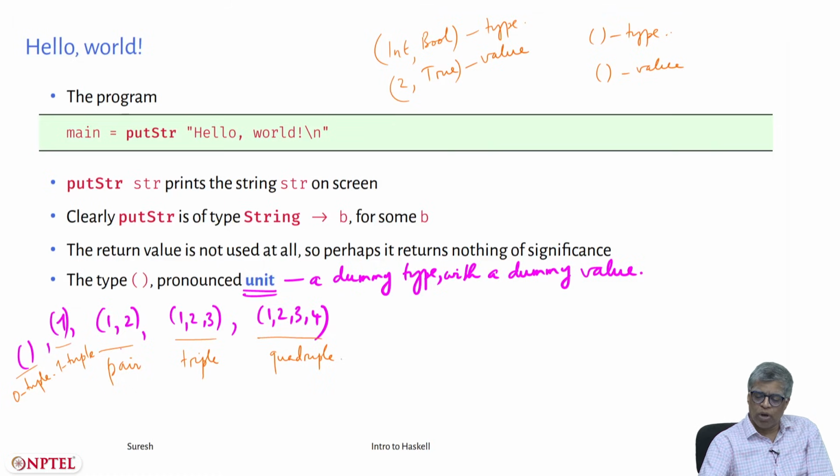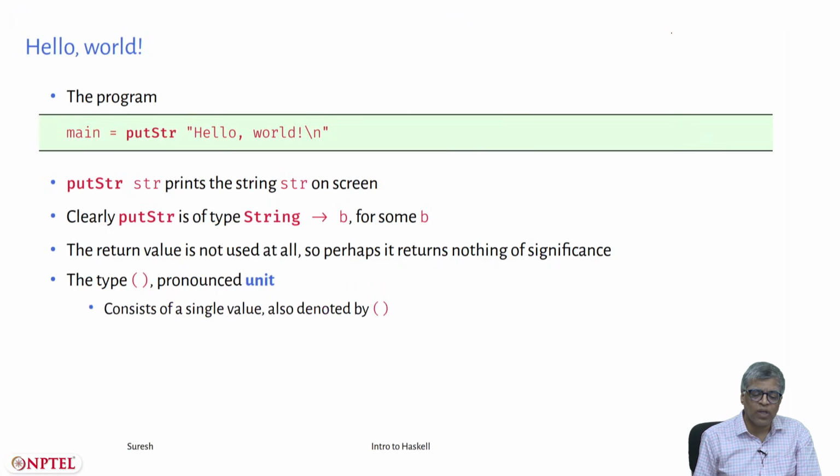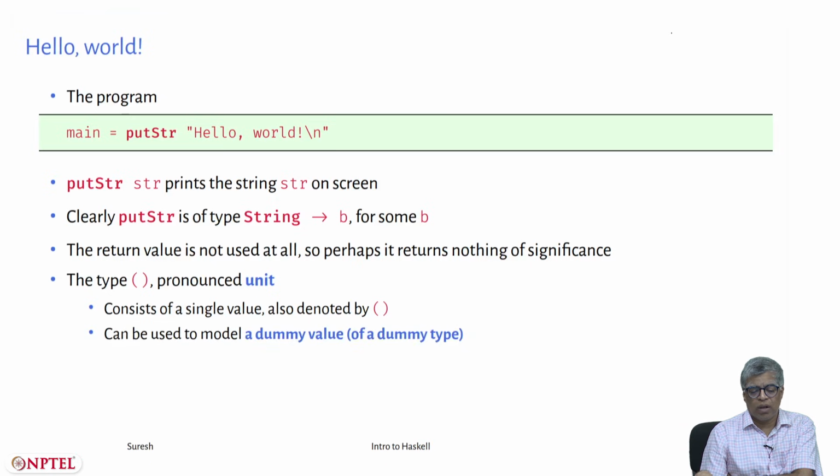Okay, so I can test this by, in a while I will test this by going to GHCi and checking what the type of unit is. Okay, so the unit type consists of a single value which is also denoted by the same open parenthesis, close parenthesis. The value is also called unit. You can use it to model a dummy value of a dummy type. Okay, fine.